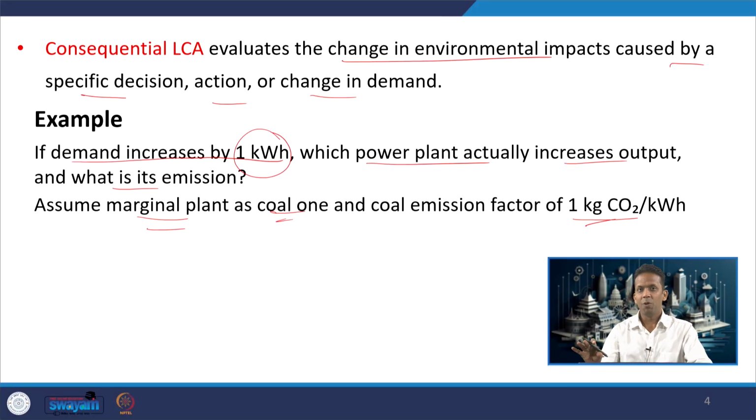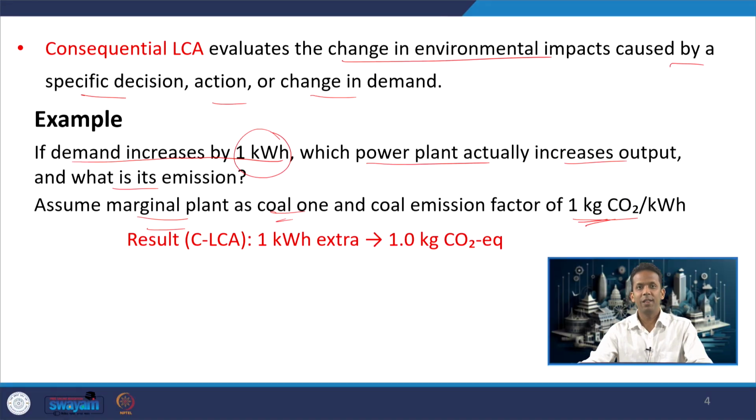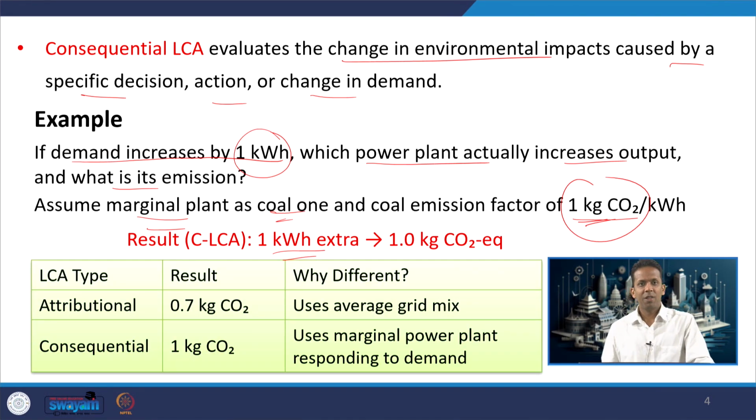Now here, for pure coal, it is a little on the higher side. So the result for consequential LCA for that 1 unit extra would be 1 kg CO2 equivalent. So emission is higher in this case, but this type of calculation, or LCA approach, is called consequential LCA, which is responding to some change, and that change will change the environmental impact.